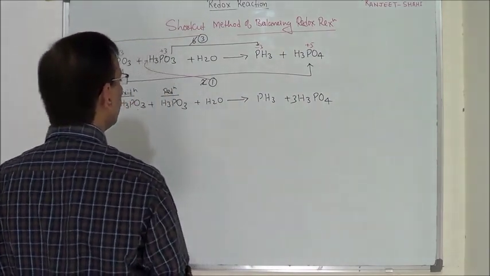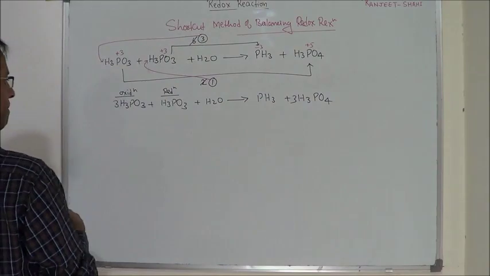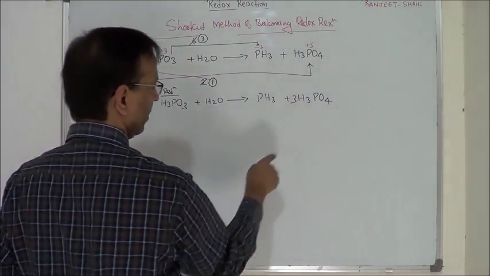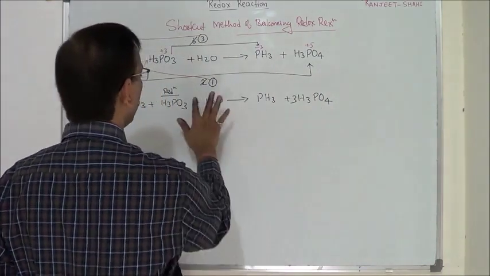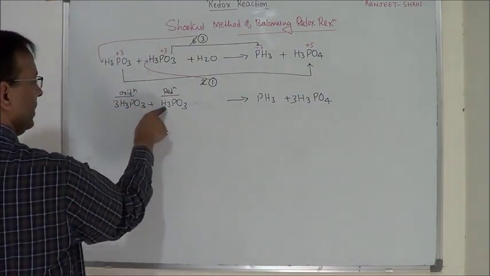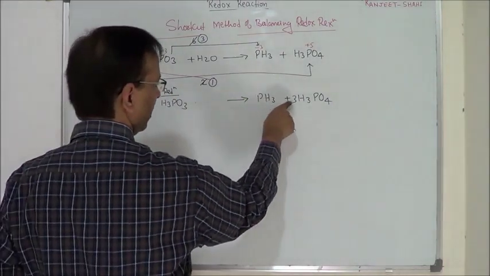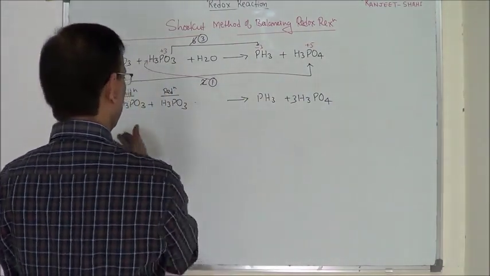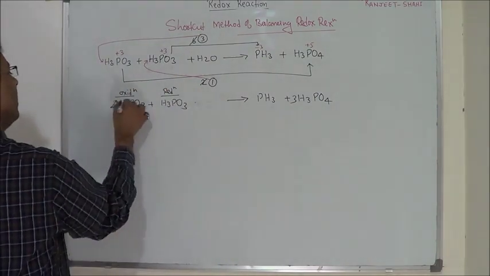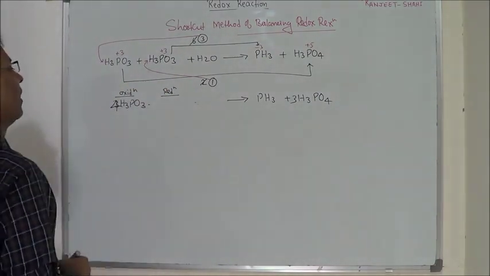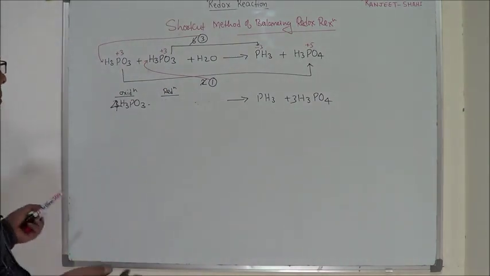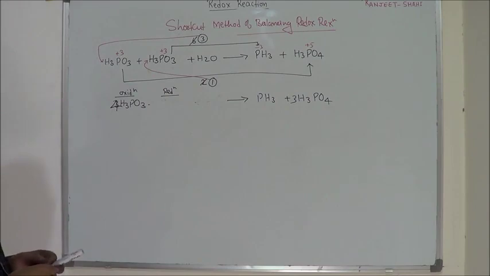Now if we balance hydrogen and oxygen, what we see, 3 into 3, 9 oxygen, plus 3, 12 oxygen. Here we have 3 into 4, 12 oxygen, so water will not come. Hydrogen is already balanced. 3 into 3, 9, 3, 12, balanced. Now you combine these two. 3 plus 1, 4, so make it 4 and delete 1. It is possible to balance the disproportionation also by this method.